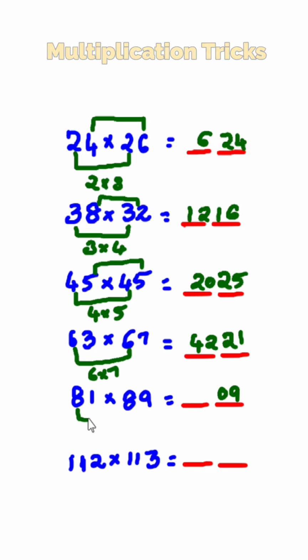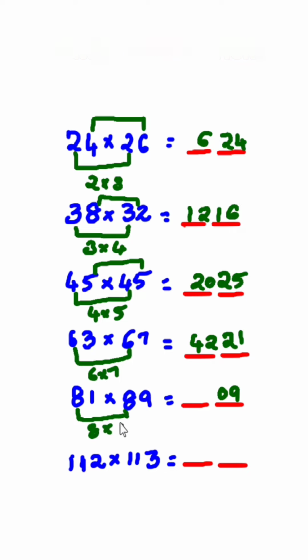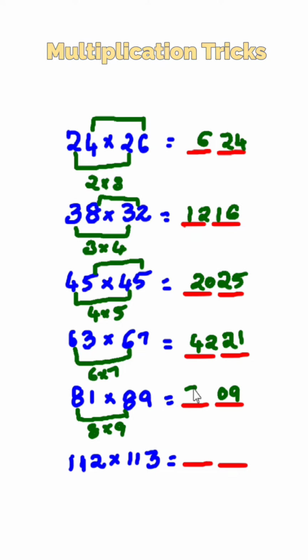Next one is 8. So the number next to 8 is 9. So multiply this 8 with 9. So 8 9s are 72. So the answer is 7209.